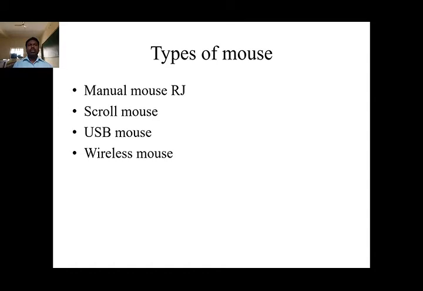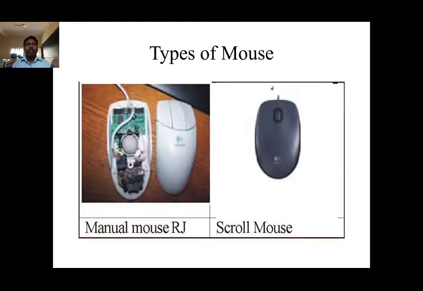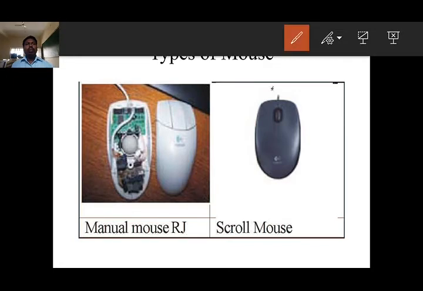Dear students, there are 4 types of mouse. Manual mouse RJ. Here RJ means reserved jockey. Next, scroll mouse, USB mouse, wireless mouse. We will see one by one. Dear students, in your first PUC textbook, there is no detailed explanation about the different types of mouse. They just mentioned that there are 4 types of mouse. That's all. So what is manual mouse RJ?